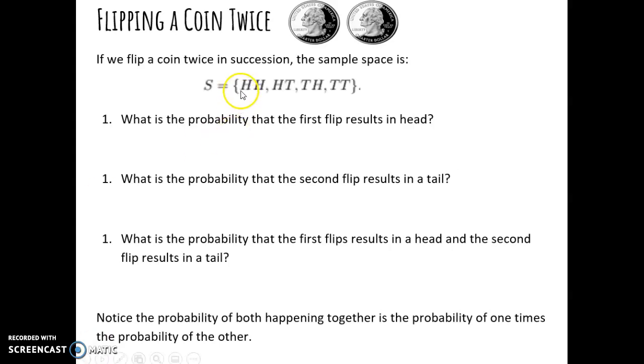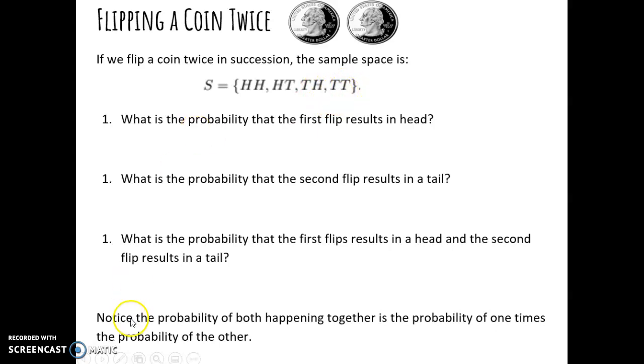You could flip the coin and the first be heads and the second be heads, or you could flip the two coins and the first would be heads and the second tails, or you could flip the two coins and the first be tails and the second heads, or you could flip the two coins and the first would be tails and the second would be tails.